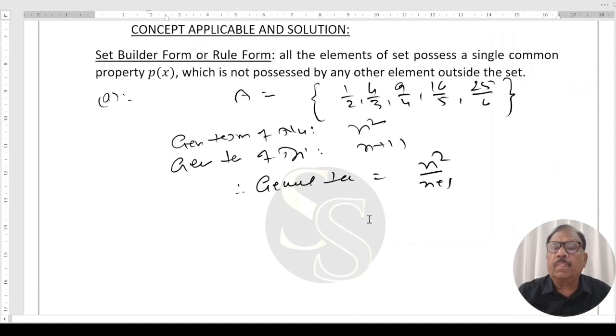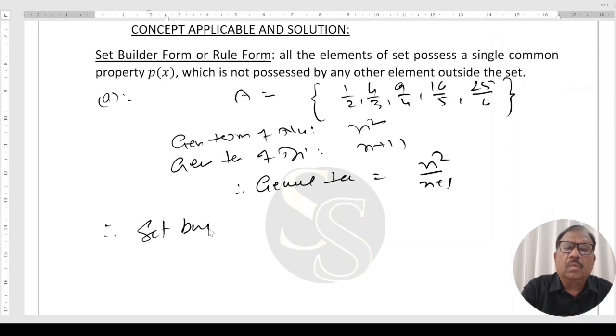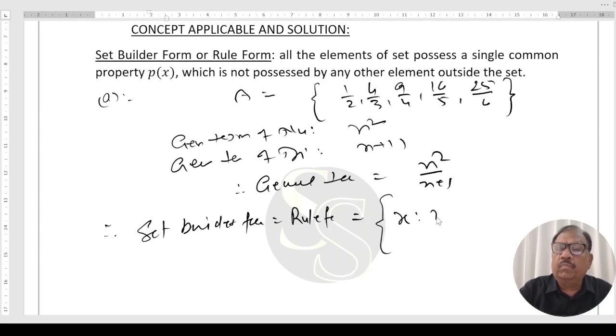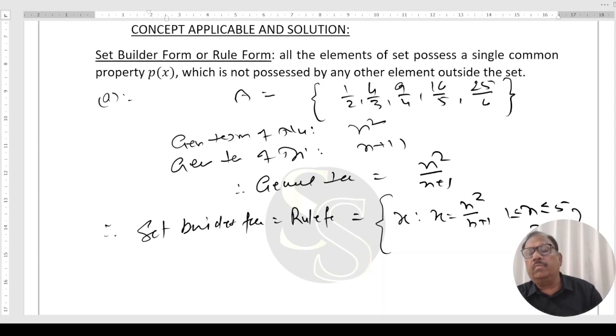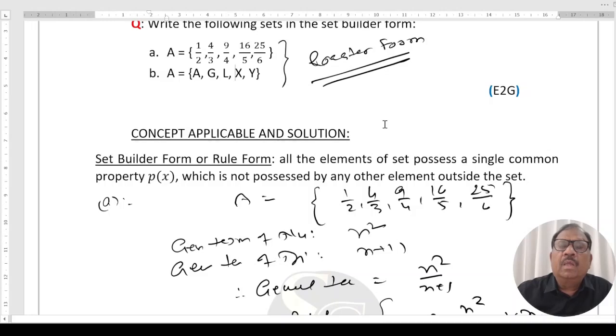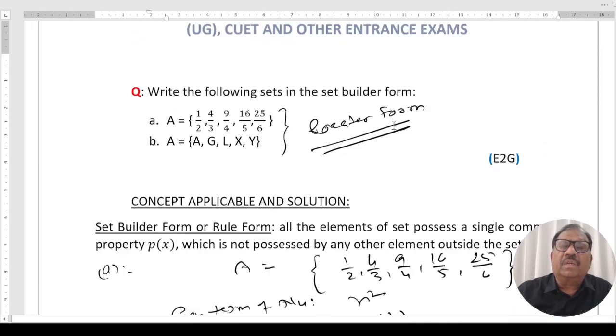Therefore, we can write the set builder form, or you can say rule form, will be equal to x equal to n square over n plus 1, where n is greater than or equal to 1 and belongs to N. This is the set builder form, right? Set builder form's another name is rule form. Second is GALAXY.